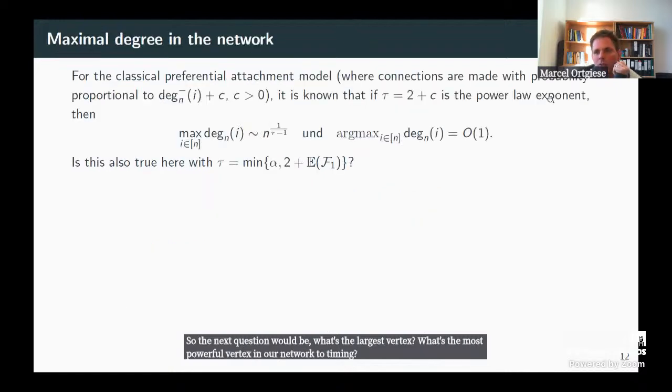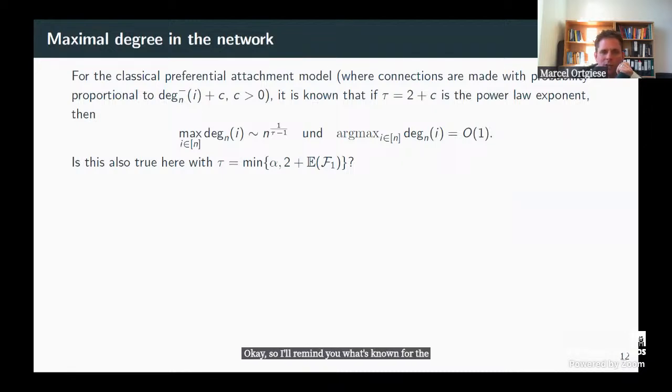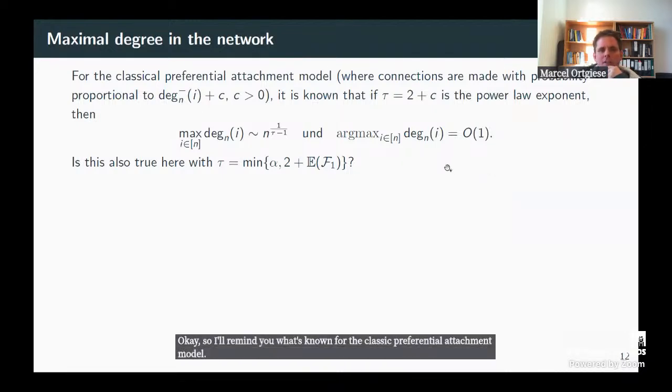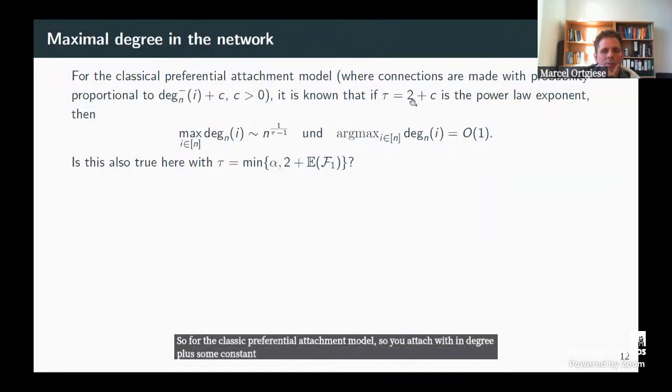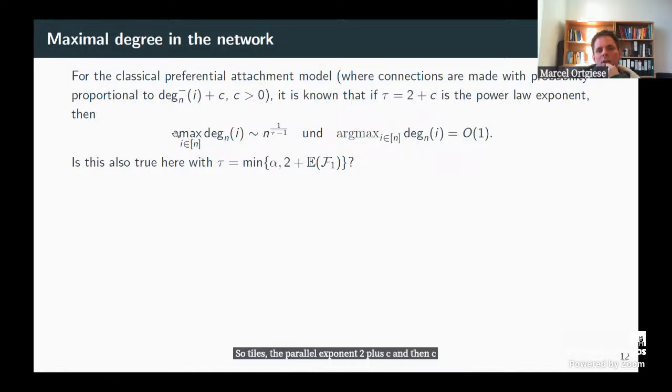Okay, so I'll remind you what's known for the classic preferential attachment model. So for the classic preferential attachment model, you attach with in-degree plus some constant. So tau is the power law exponent 2 plus c, and then the largest degree behaves asymptotically like n to the 1 over tau minus 1. And the other bit of information is that the largest degree is one of the old vertices. So one of the first few vertices that comes in, just by chance, picks up the most incoming connections.